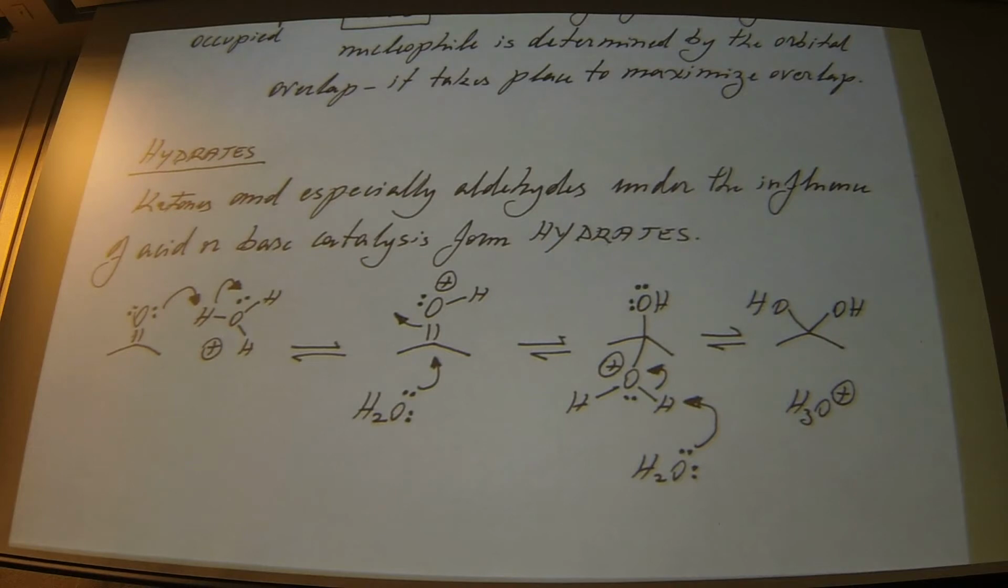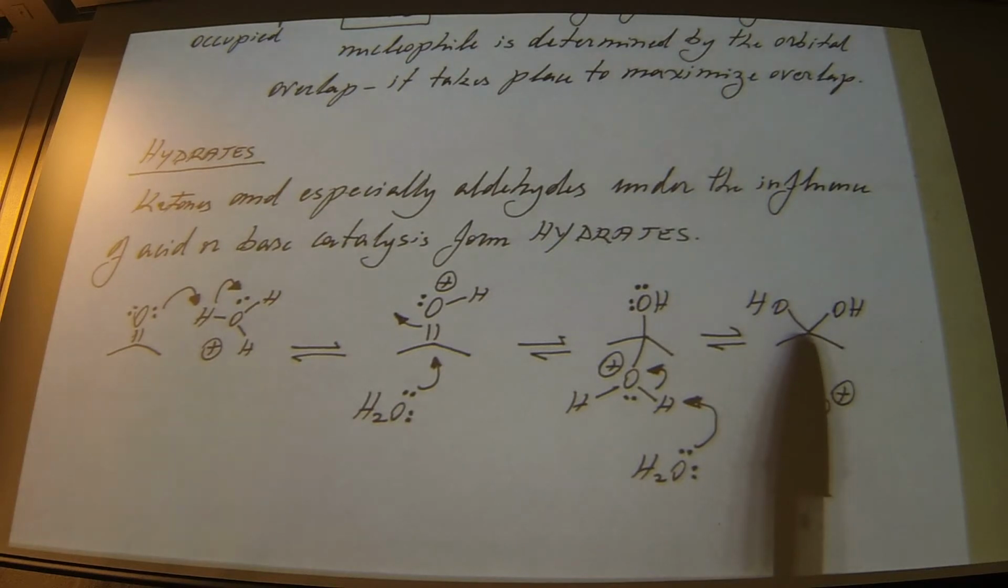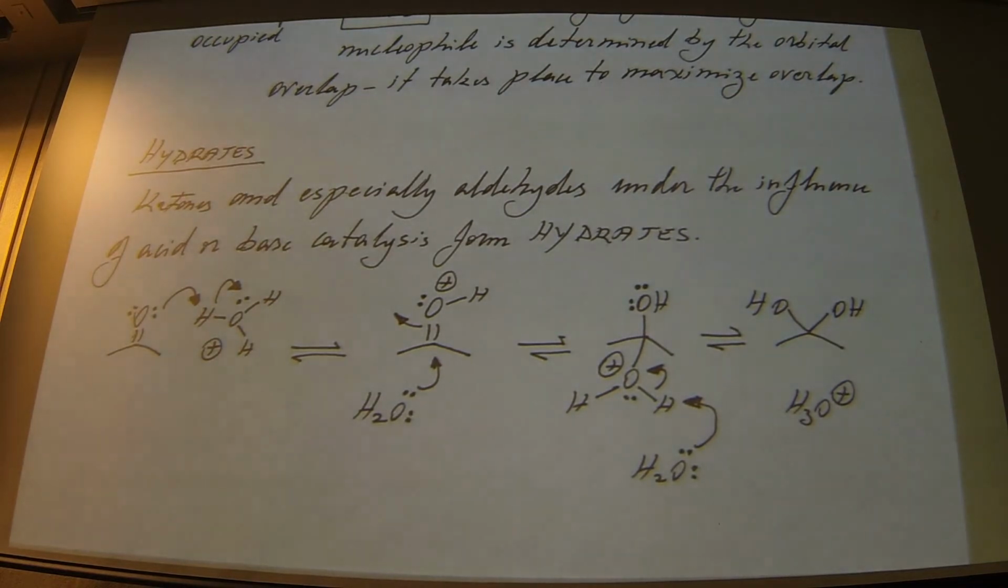So water adds to carbonyls as well, and you can form carbonyl hydrates. What's a hydrate? It's exactly what it sounds like. It's the carbonyl plus water. So if I start out with acetone, then this would be acetone hydrate. This molecule is composed of one molecule of acetone and one molecule of water. And the mechanism that I've shown is acid catalyzed.